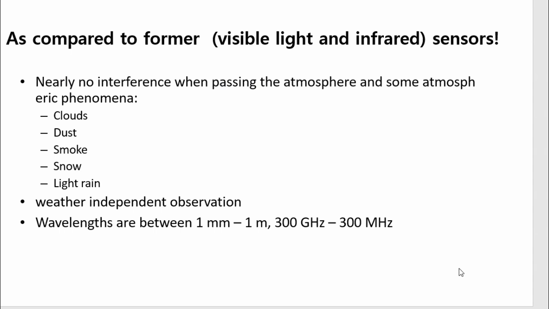As compared to optical or infrared sensors, there are technical advantages when using microwave sensors. There's almost no interference, relatively, as compared to infrared sensors. So they can penetrate through clouds, dust, smoke, snow, and light rain. When there's heavy rain and snow, they are affected. So we can say that it's weather independent.